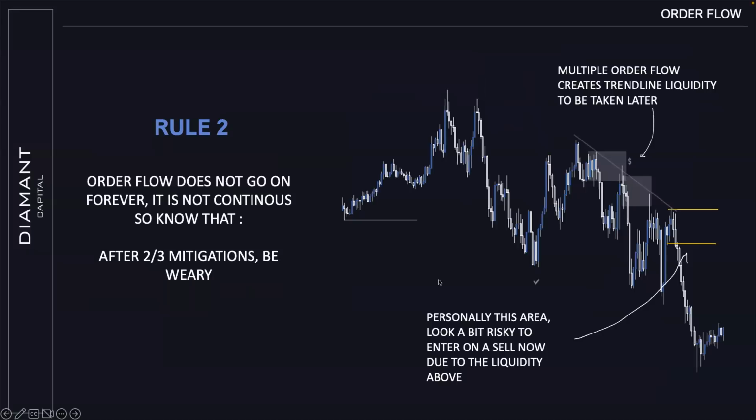Now, rule number 2: order flow does not go on forever. It is not continuous. So just know this fact that once you get 2, 3, maybe even 4 mitigations, you really do have to be wary of what you're getting into. The whole reason why I say that is because once you get multiple order flow mitigations, as you can see, 1, 2, 3 times touching it, you start to form this trendline liquidity. At some point, this is going to be taken as a form of liquidity.